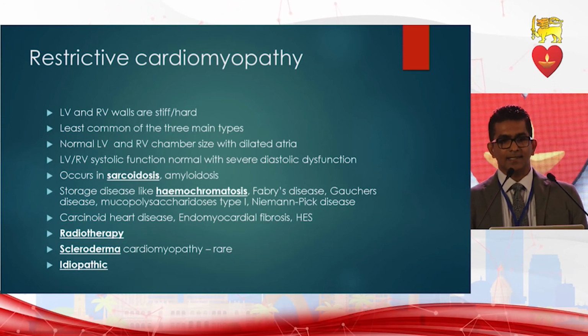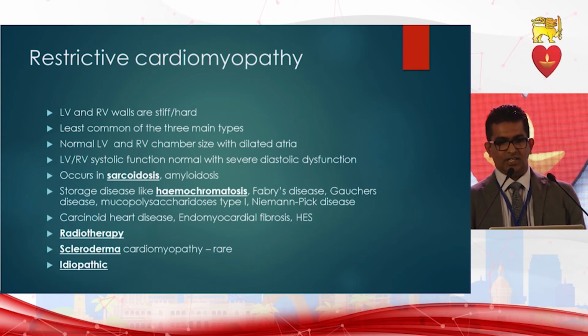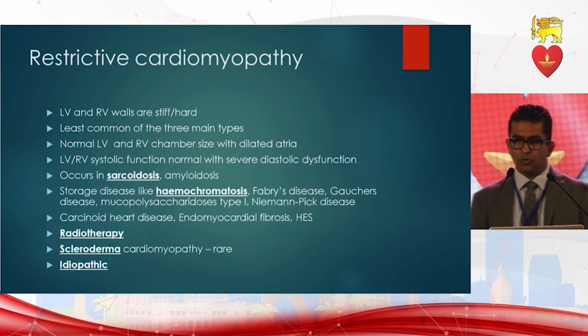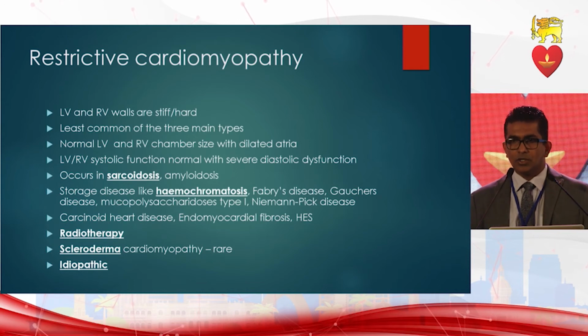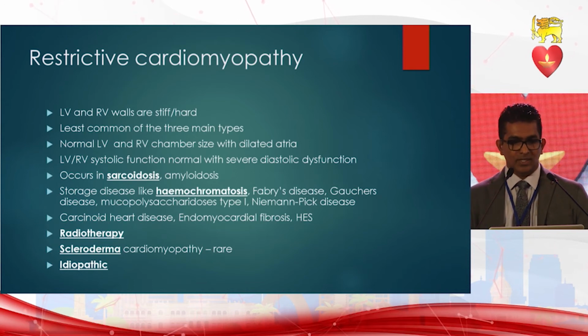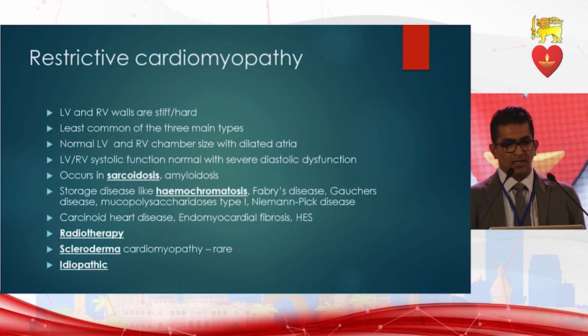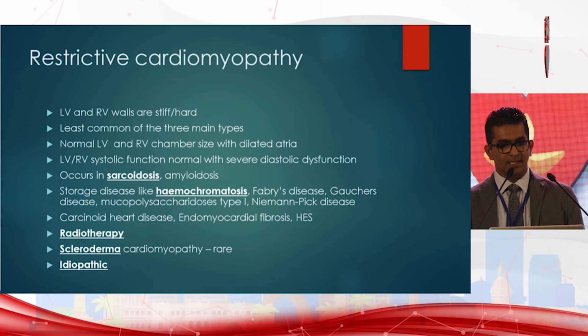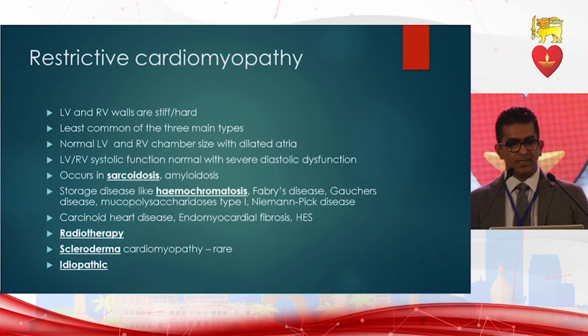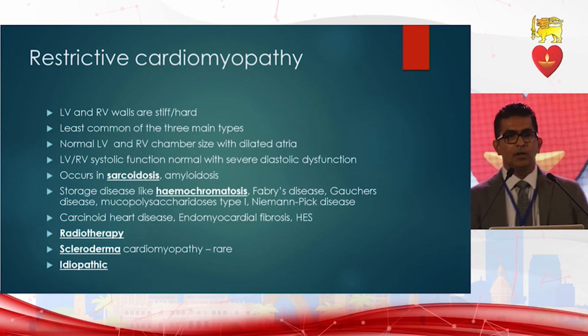The hallmark is actually they have very low tissue velocities. Tissue velocity means the ventricular walls contract very slowly. So that is why they get severe diastolic dysfunction. The commonest causes are sarcoidosis, hemochromatosis, and sometimes radiotherapy. And scleroderma is also known to cause cardiomyopathy, which is very rare.